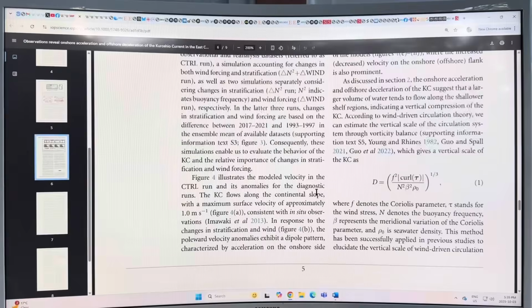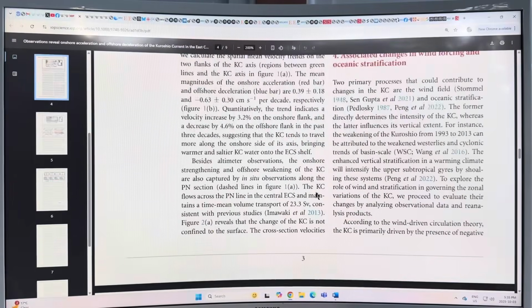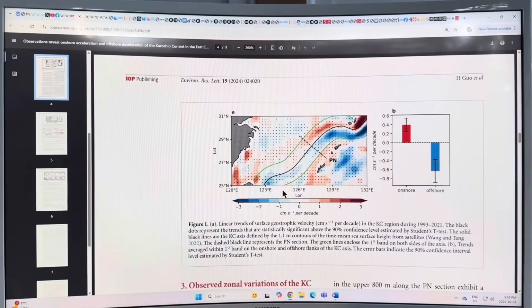So if we go back to this image again, you can think of this as, if the current used to be flowing over here a bit more, and it's moving up the continental slope a bit and flowing here now, of course this region will show a big strengthening, and this region will show a big decrease. They talk about the actual division based on the mean of where the current is, but I think they'd be better to draw a line of where the current used to be and where it is now, and you can look at the shift of the current, because that's causing these effects.